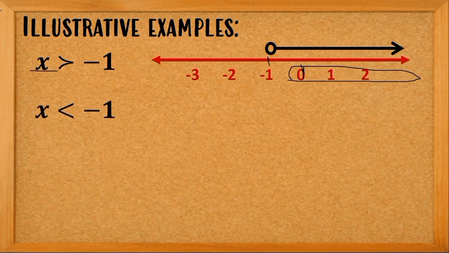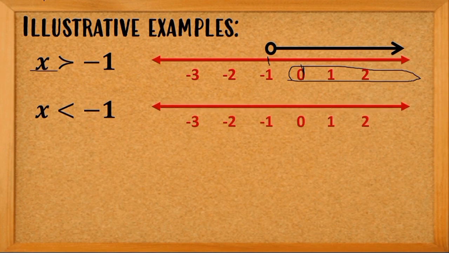Let's try x is less than negative 1. Draw the number line again, locate the negative 1, which is here, and plot the point. So since we use less than, you will plot a point and draw an arrow that proceeds to the left, because all numbers found on the left side of negative 1 are less than negative 1. This arrow here pertains that it reaches to negative infinity.